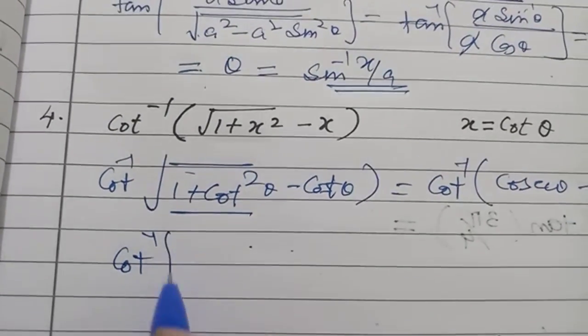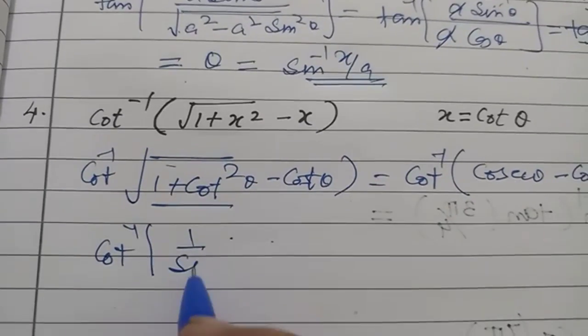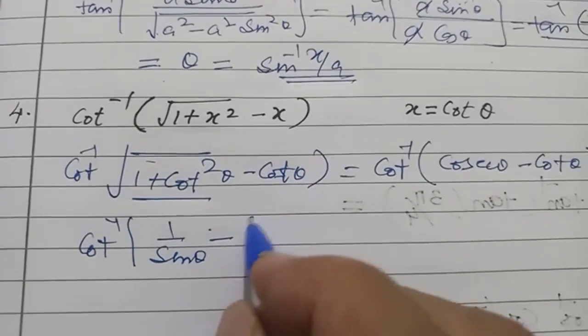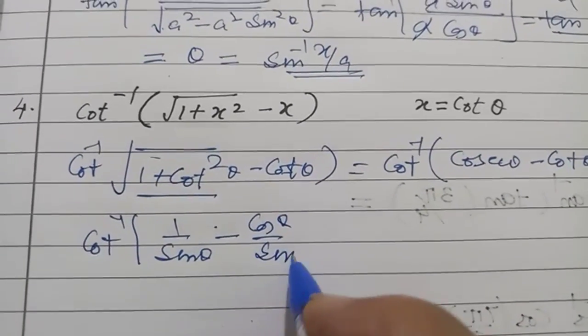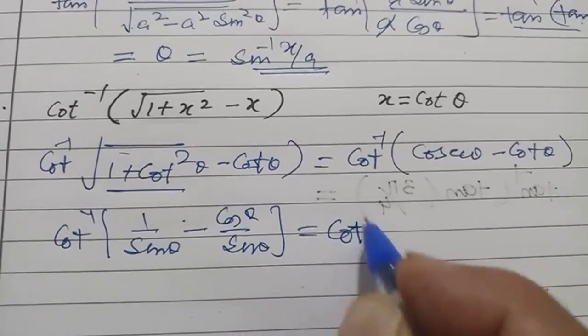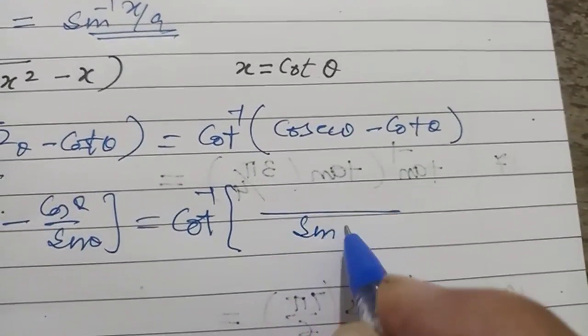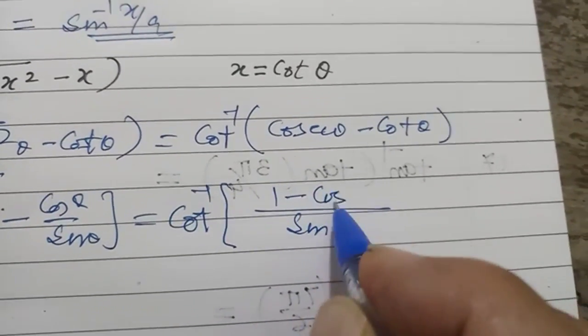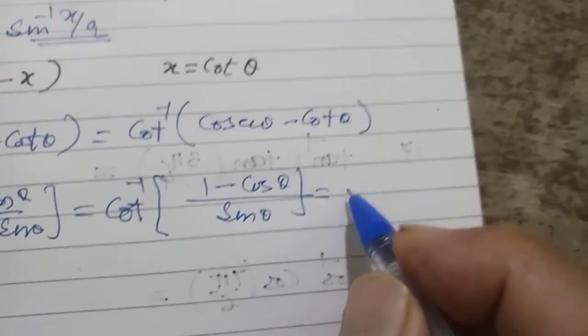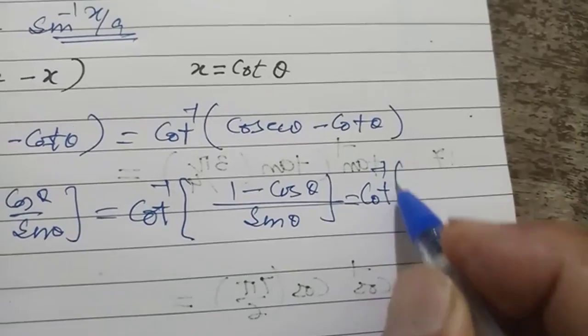Cot inverse, what is cosec? 1 over sine theta. What is cot? Cos theta over sine theta. So it is cot inverse. After taking LCM, what does it become? Sine theta comes here, it is 1 minus cos theta. So it is cot inverse.